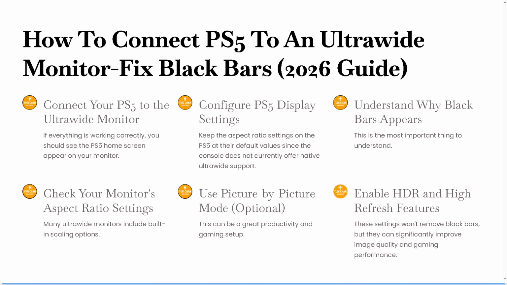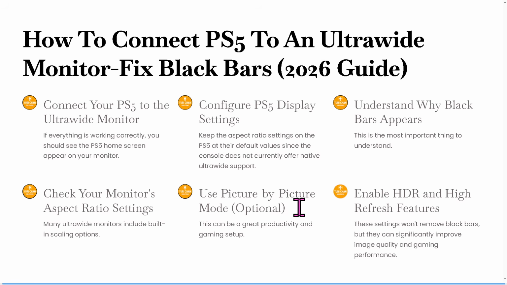Now, after that is checking your monitor's aspect ratio settings. Many ultra-wide monitors include built-in scaling options, so I want you to open your monitor's on-screen display menu, or OSD, and look for settings such as aspect ratio, screen size, display mode, scaling, image adjust. Depending on your monitor brand, you may find options like full screen, wide, stretch, fill, aspect, and select a mode that stretches the image across the entire ultra-wide display. Keep in mind that while this removes the black bars, the image may appear wider than intended and objects may look slightly stretched.